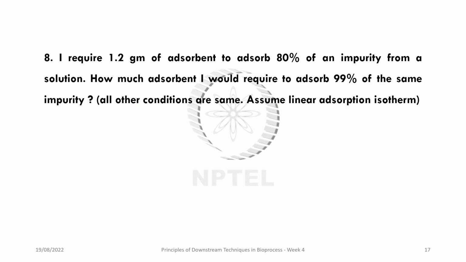Question 8. I require 1.2 grams of adsorbent to adsorb 80% of an impurity from a solution. How much adsorbent would I require to adsorb 90% of the same impurity? All other conditions are same. Assume linear adsorption isotherm.